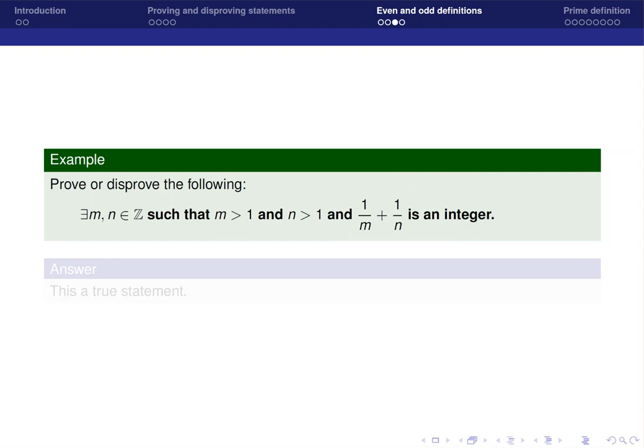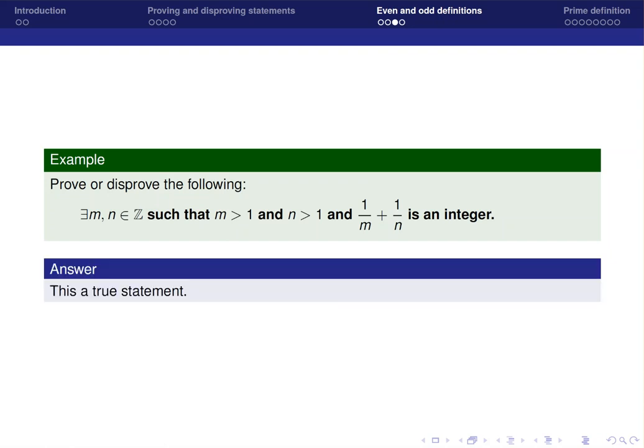So you can try this out. You can plug in random numbers. All you have to do is find the numbers m and n that satisfy all these requirements. Turns out that this actually is a true statement, and so we would like to prove it next. So because it's a true statement, let's take a look at how to prove this.